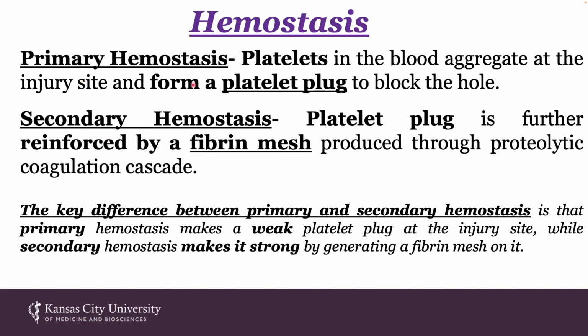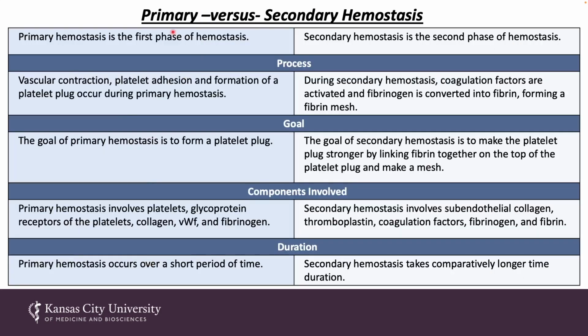In primary hemostasis, platelets in the blood aggregate at the injury site and form a platelet plug to block the hole. Whereas in secondary hemostasis, the platelet plug is further reinforced by a fibrin mesh produced through this cascade of proteolysis. The key difference is that primary hemostasis makes a weak platelet plug, while secondary hemostasis makes it strong by generating a fibrin mesh upon it. Here is a useful table of primary versus secondary hemostasis, including the process, goal, components involved, and the duration.